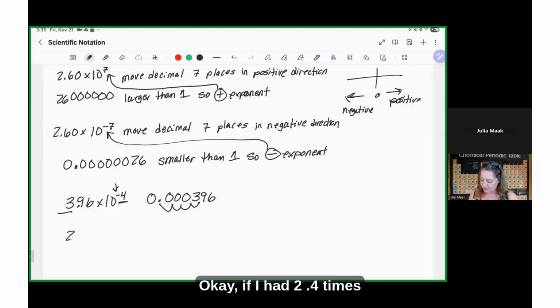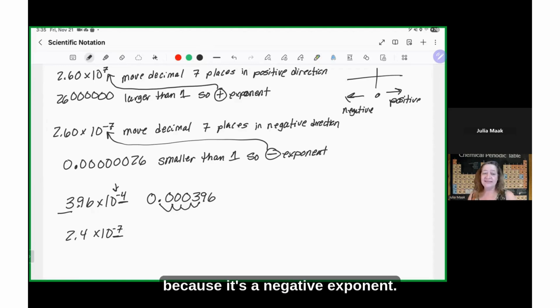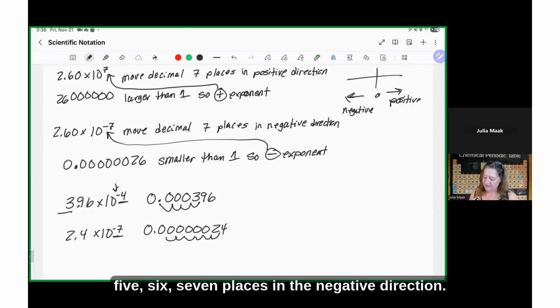Okay, if I had 2.4 times 10 to the negative 7, I know that number is less than 1 because it's a negative exponent. It's going to have 7 zeros in front of the 2. 1, 2, 3, 4, 5, 6, 7. And see, I moved my decimal 1, 2, 3, 4, 5, 6, 7 places in the negative direction.